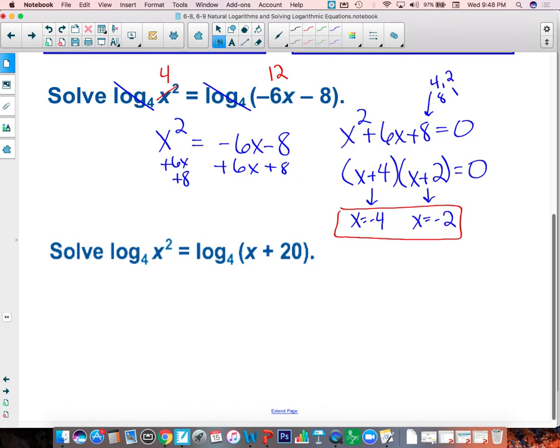See if you can solve the next one. So pause the video, please, and write that one down and see if you can power through it.